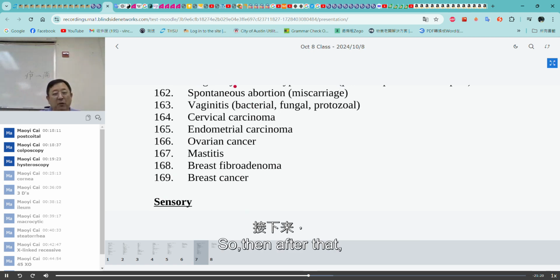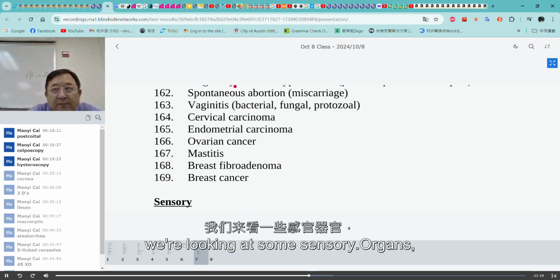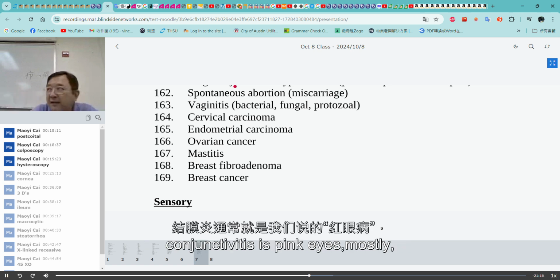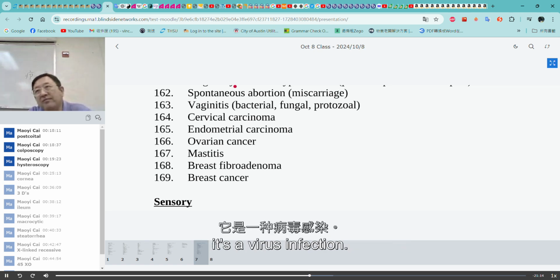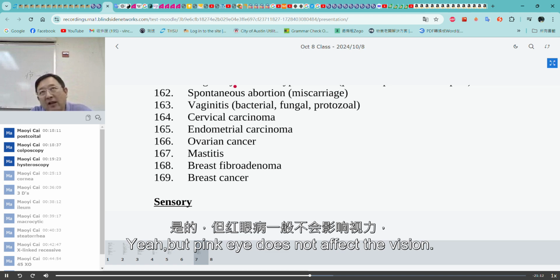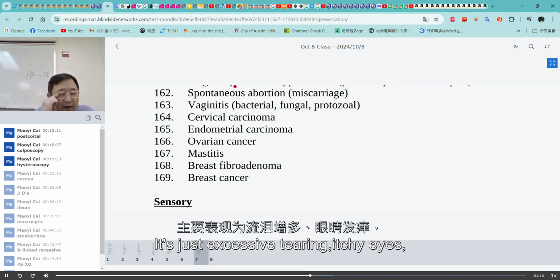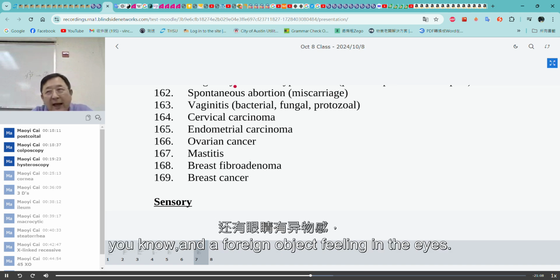So after that, we look at some sensory organs. Conjunctivitis, just pink eye. Mostly it's a virus infection. But pink eye does not affect the vision, just excessive tearing, itchy eyes, and a foreign object feeling in the eyes. That's it.